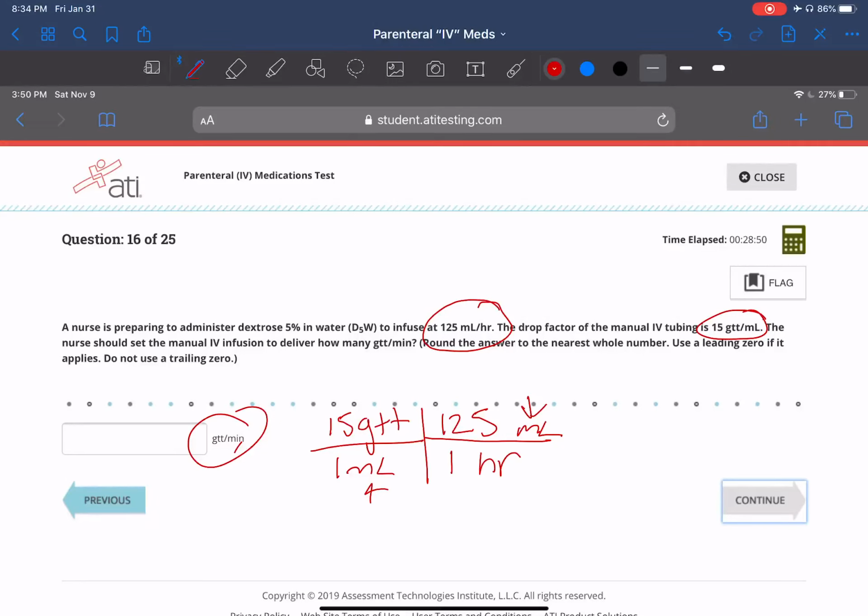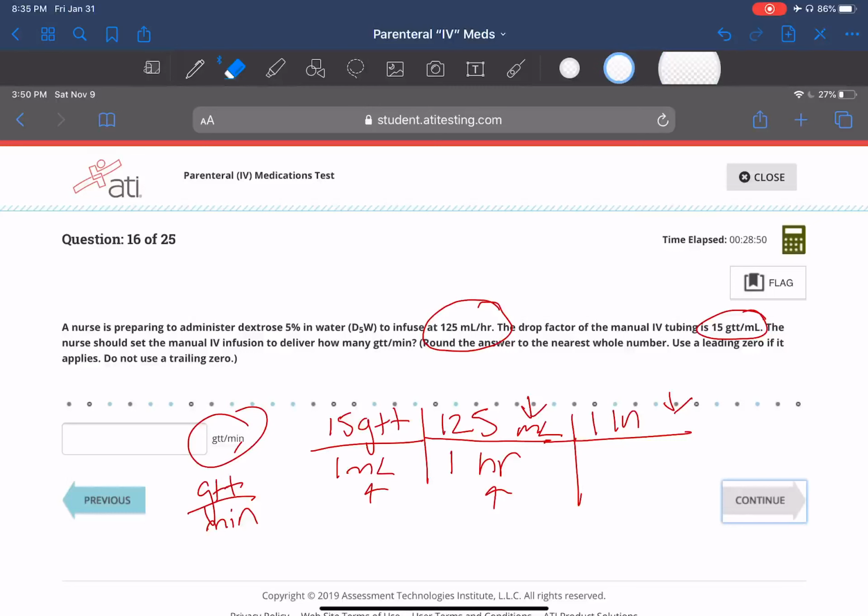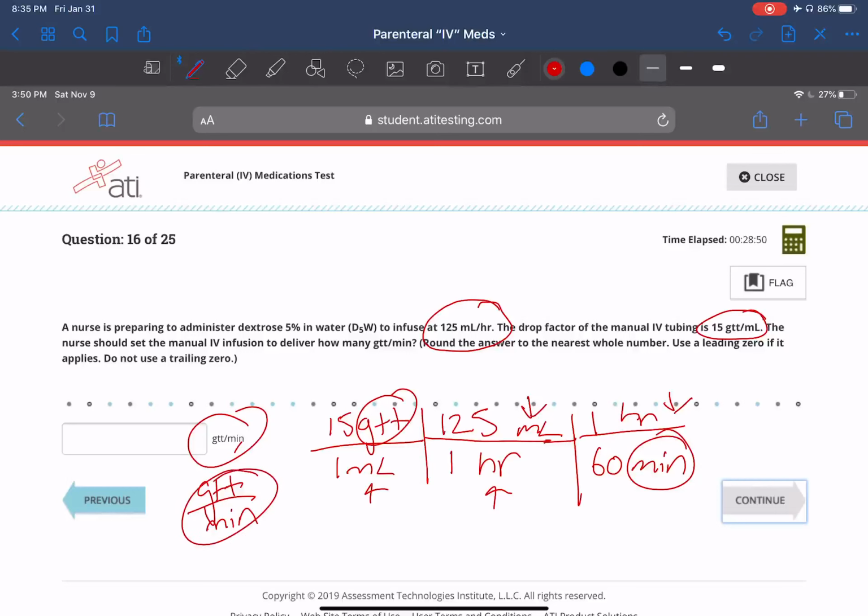And if you see over here, they're asking for it in minutes. So let's go ahead and convert this hour to minutes. So we have an hour here, meaning we need an hour here to cross cancel. And we know 1 hour is equivalent to 60 minutes. And now we have GTT over minutes, which is how they're asking for it.